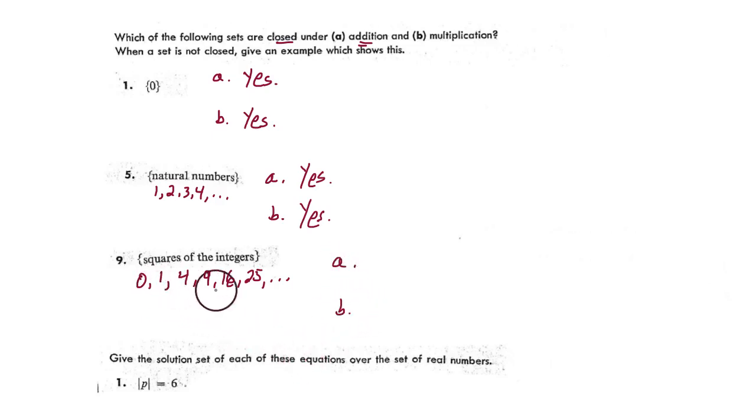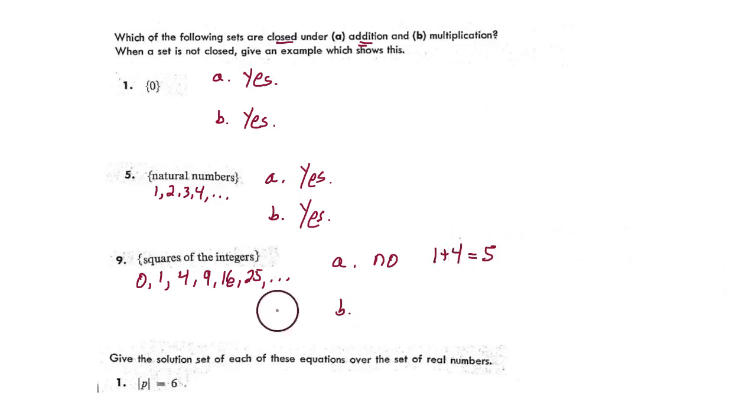Let's choose two numbers from our set and add them together to see if we get an answer in the set. Well, what if we chose 1 and 4? 1 plus 4 makes 5, and that is not in the set. So our answer is no, because of our counterexample, 1 plus 4 equaling 5.